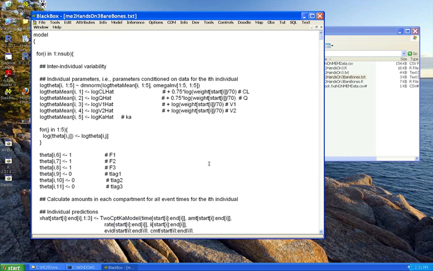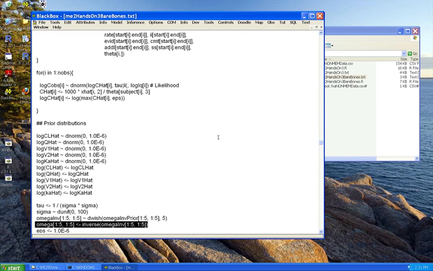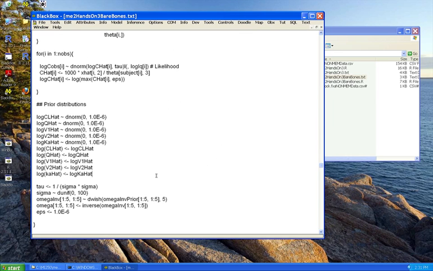Okay, so that's again the bare bones code. I haven't included any posterior predictions or anything like that. This is the minimal set of elements that you would need in order to estimate the parameters. Let's take a look at the corresponding R code to this.